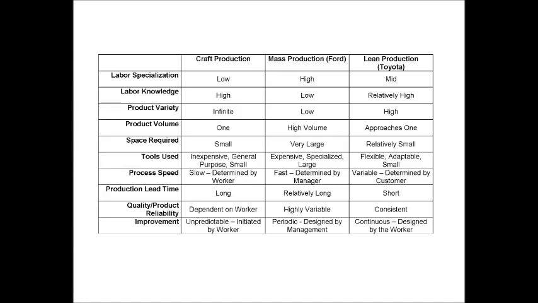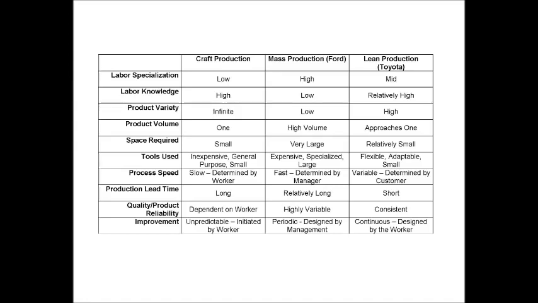Now, product variety was very low. We saw this with the Model T, the production lines would be set up for a very small number of variations in product. They would do very long production runs of making just one product over and over and over again.